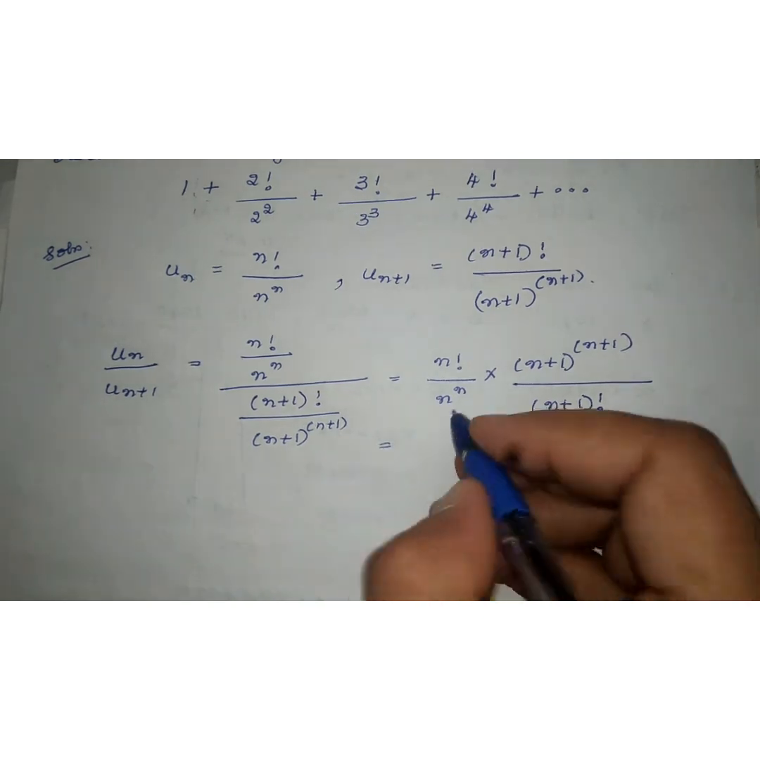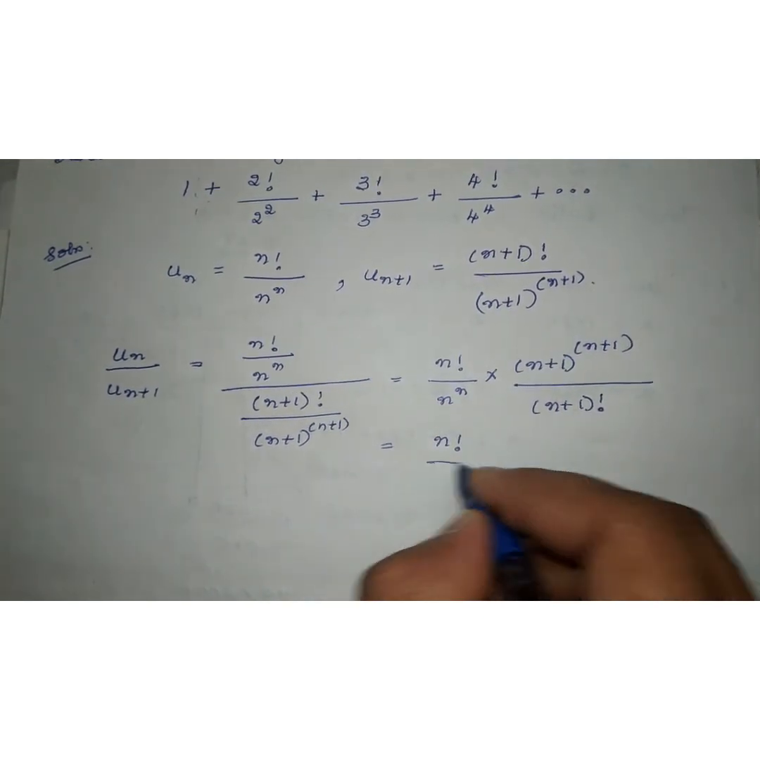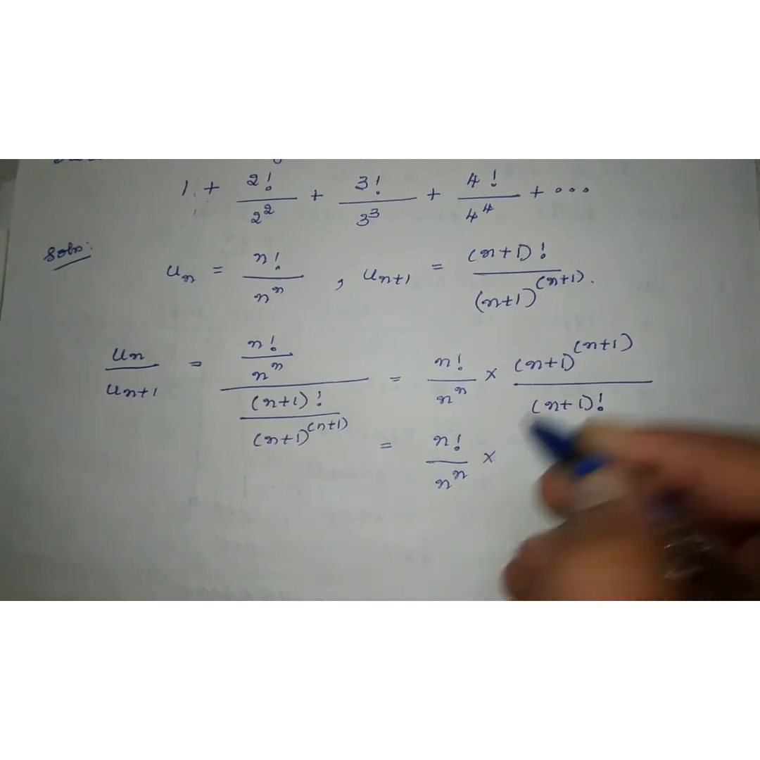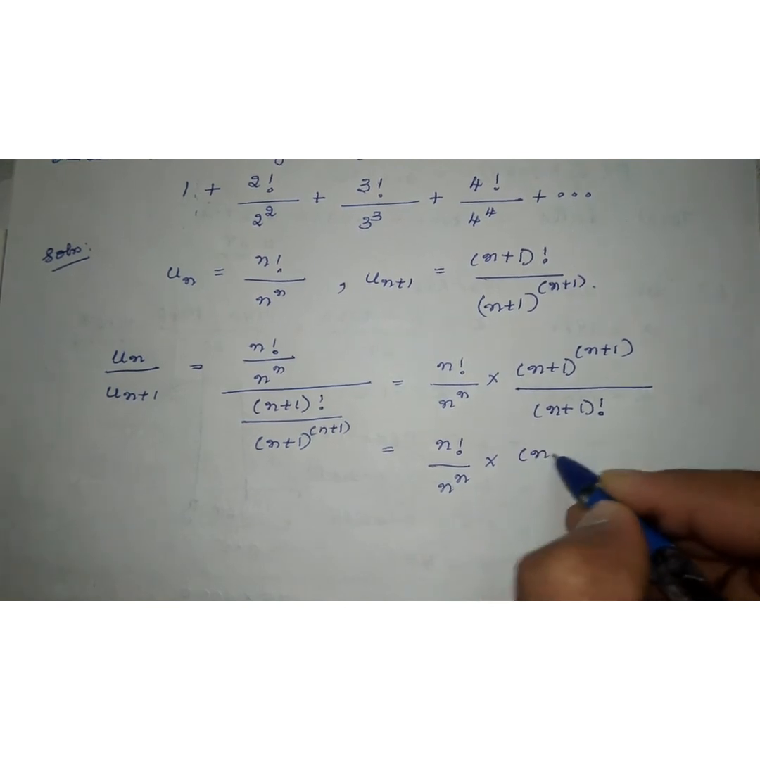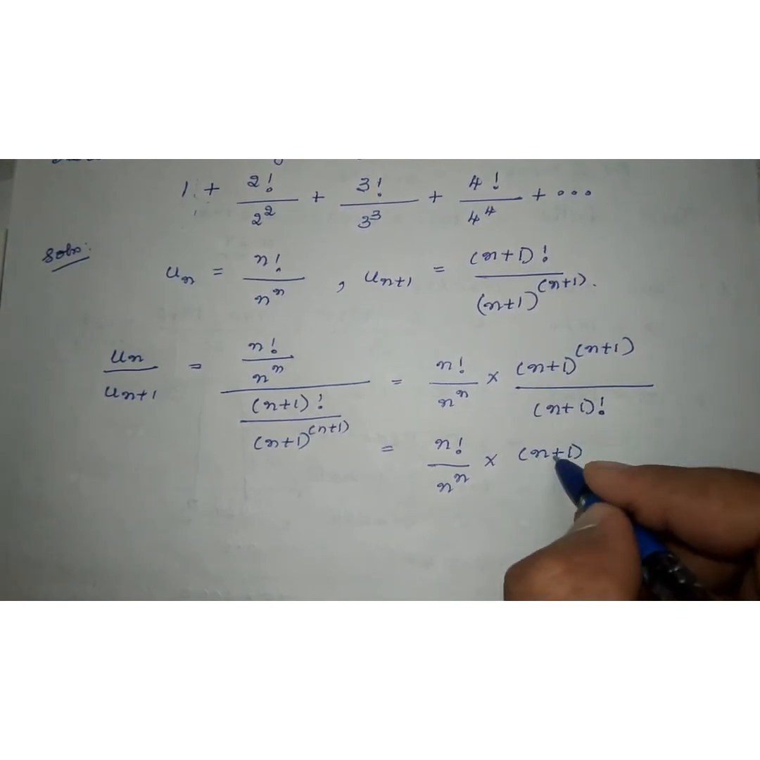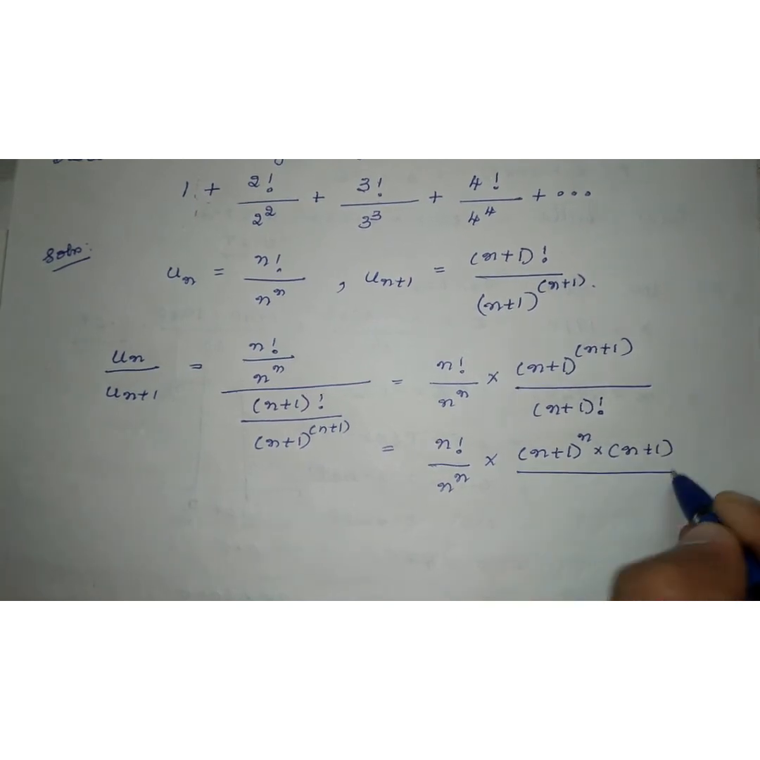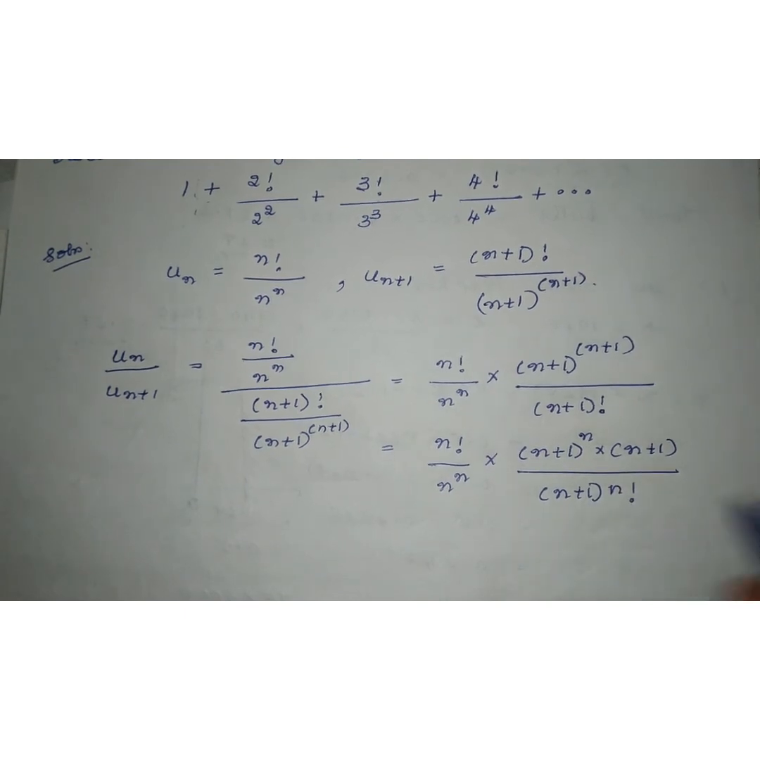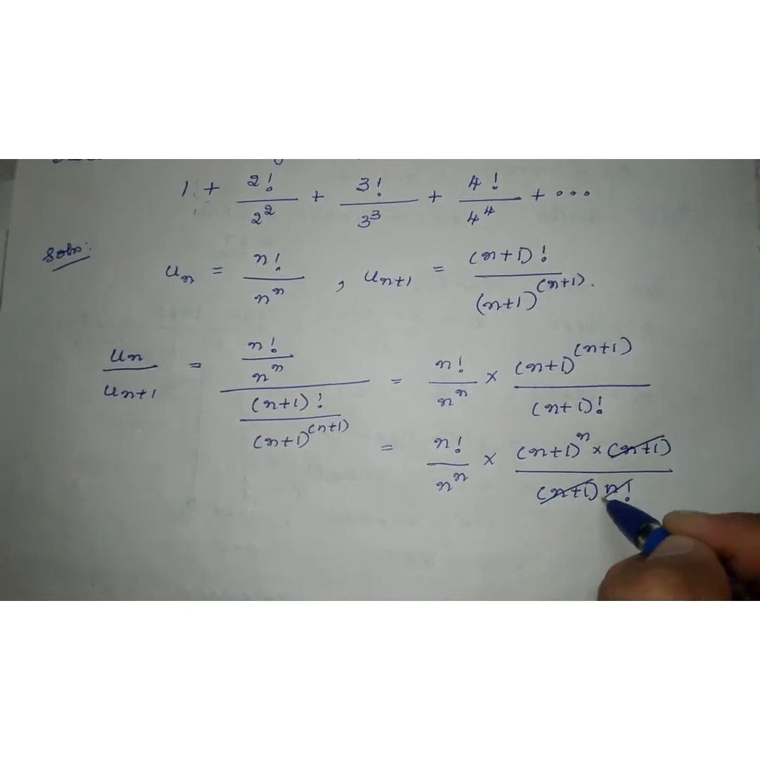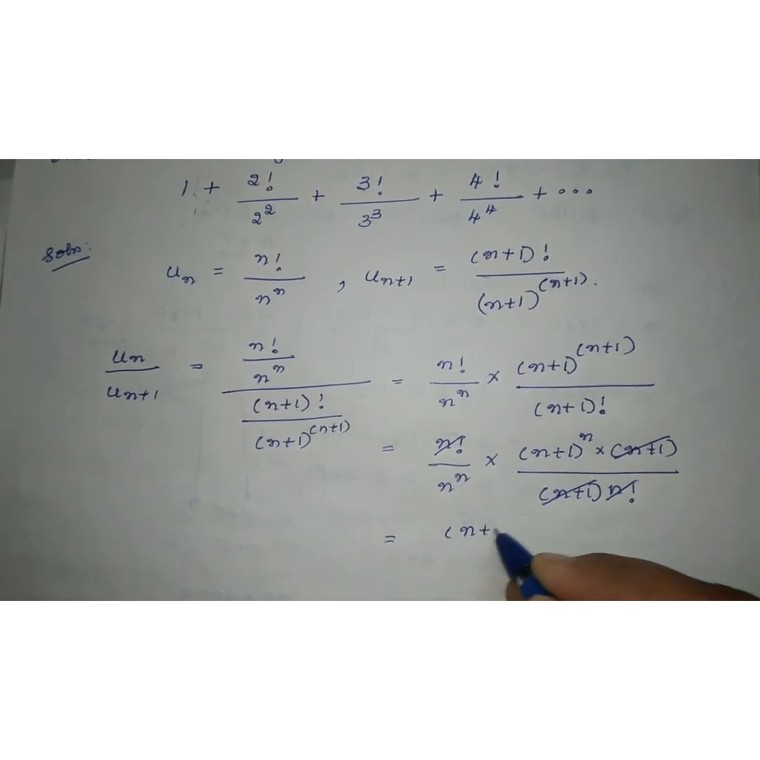So here we'll be simplifying the terms. See, n factorial, we have n^n as it is. See, (n+1)^(n+1) we have, so I'll be writing it as (n+1)^n into (n+1), and then here writing (n+1) factorial as (n+1) into n factorial, so that here (n+1) gets cancelled, n factorial gets cancelled. You have (n+1)^n by n^n.